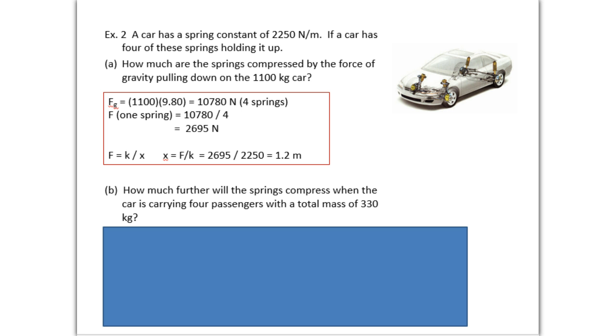We went through question A here. It stated that a car has a spring constant of 2,250 newtons per meter and has 4 springs holding it up. Then we had to calculate how much the springs were compressed for a car that weighs 1,100 kilograms. We already went through this one, so I'm not going to repeat it. Question B: how much further will the springs compress when the car is carrying 4 passengers with a total mass of 350 kilograms?